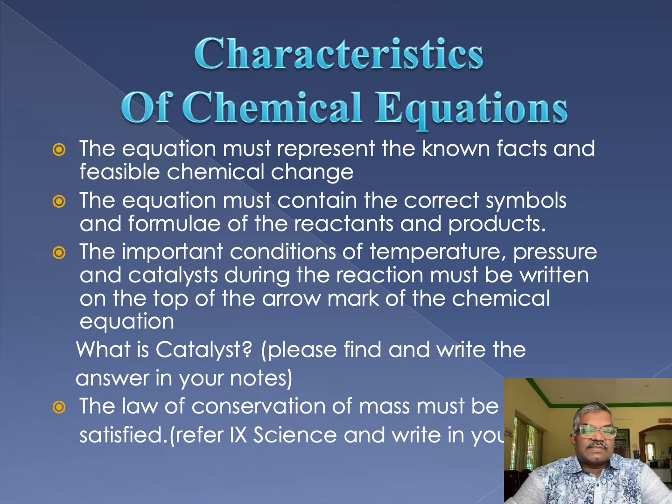The new substances formed in the chemical reaction are known as products, which you can see on the right hand side of the arrow mark. So you can see the correct symbols and formulae of the reactants and the products. These are some of the characteristics, and the conditions also.